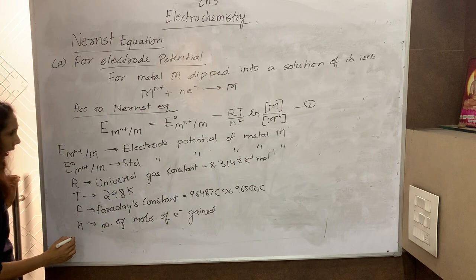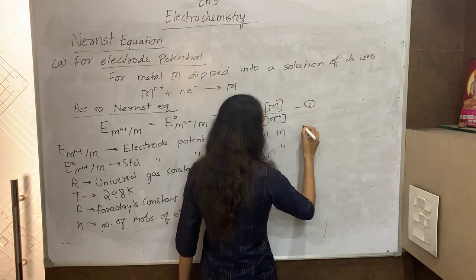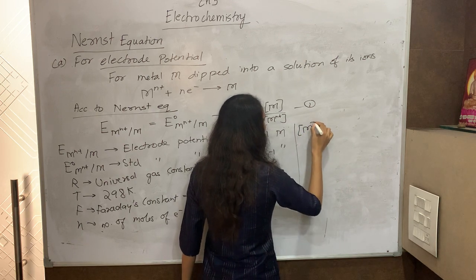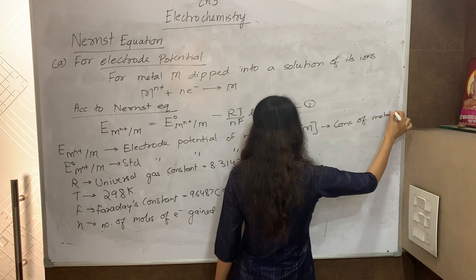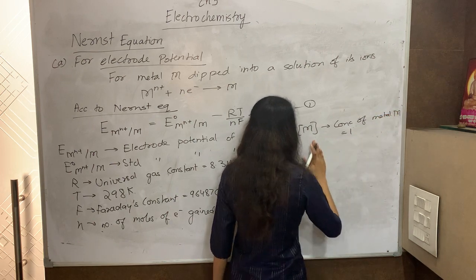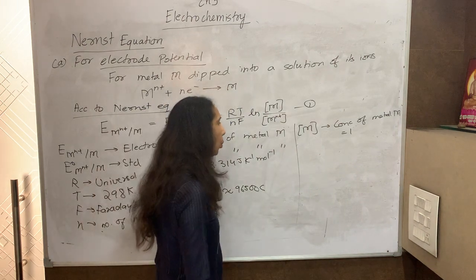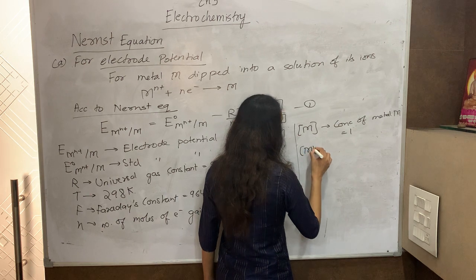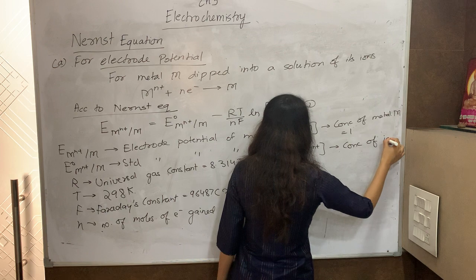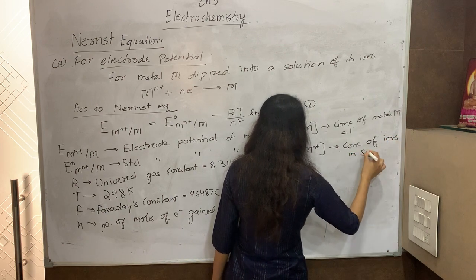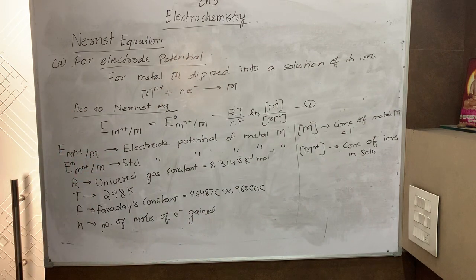What is [M]? It is the concentration of metal M. And you know that the concentration of solids is taken to be 1, unity. Solid or pure liquid, both the concentration will be taken as 1. [M^n+] is the concentration of ions in solution, metal ions in solution. So this is your Nernst equation.